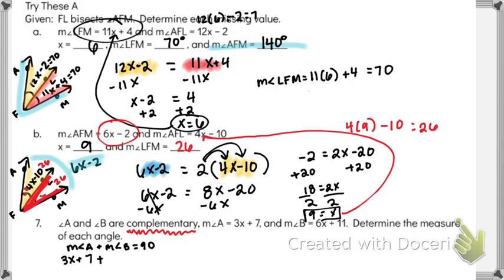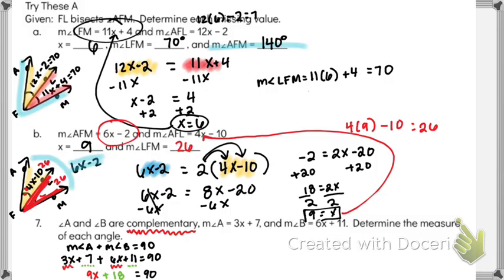Measure of angle B is 6x plus 11 equals 90. And then you would solve this one. So let me just do that real quick. Go ahead and first things first, distribute. No distribution. Second step, combine like terms. We have like terms. 3x and 6x is 9x. And then I have positive 7 and positive 11, which is 18, equals 90.